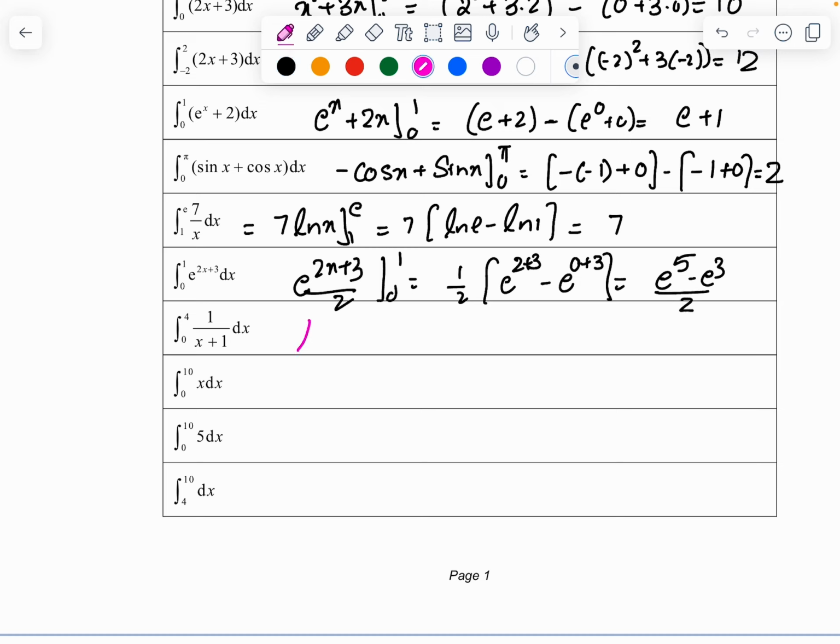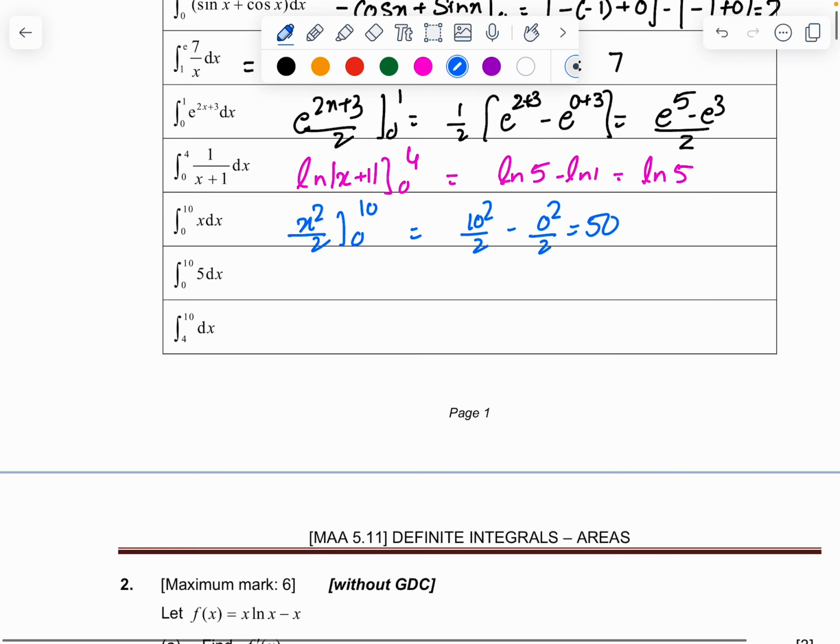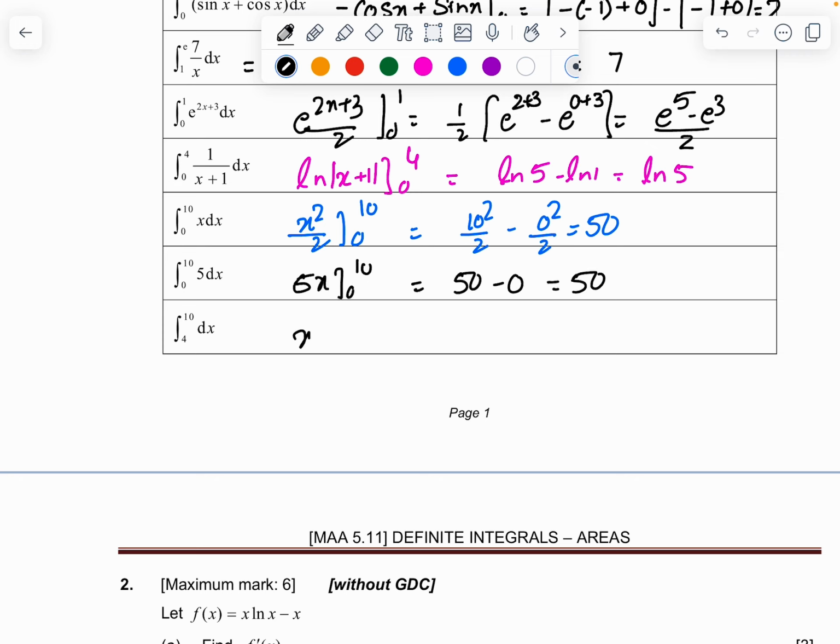1 upon x plus 1 is ln x plus 1, integral from 0 to 4. So it becomes ln 5 minus ln 1, which is ln 5. Then x integral is nothing but what? x square upon 2 from 0 to 10, which is 10 square upon 2 minus 0 square upon 2, which is going to be 50. 5 integral is 5x from 0 to 10, which is 50 minus 0, which is 50. Then 1 integral is x from 4 to 10, which is 10 minus 4, which is 6.